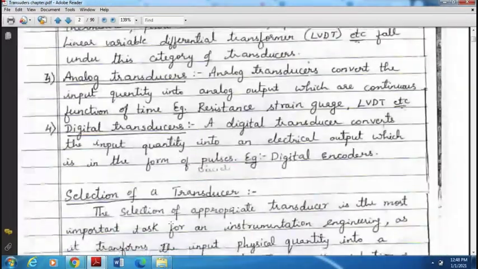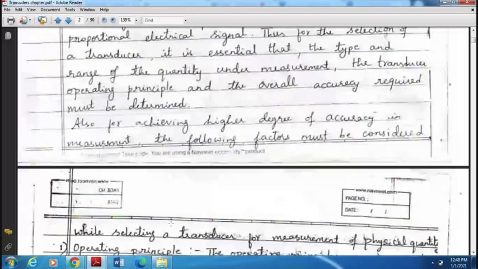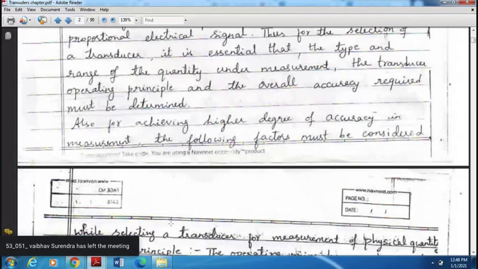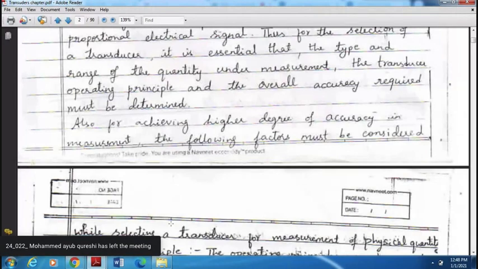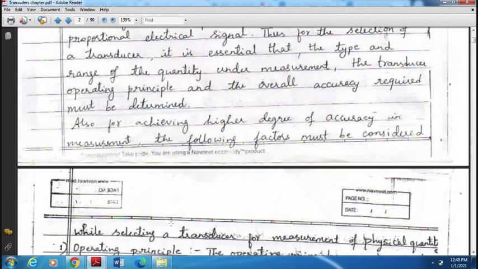This is one of the very important questions in the case of transducers: what are the factors which have to be considered while selecting transducers? You have to mention all the 10 points and explain each parameter within 1 or 2 lines, a brief explanation. First we discussed what a transducer is, then the classification of transducers, then come the selection parameters. What are the things we have to consider while selecting the transducer? Write each point, each parameter, and explain it.